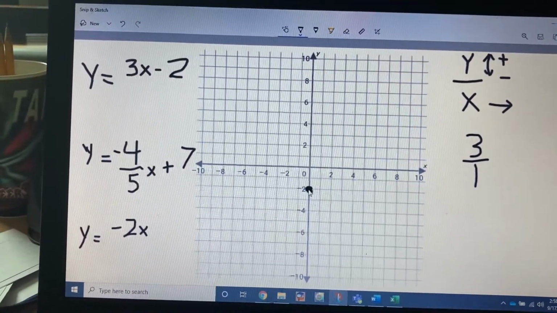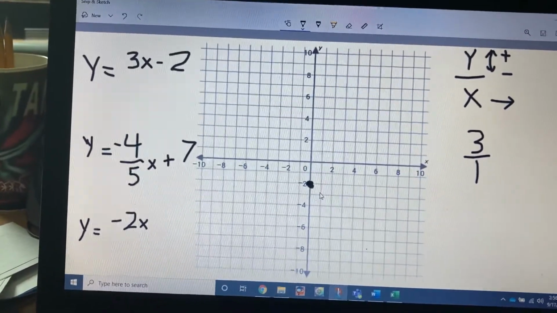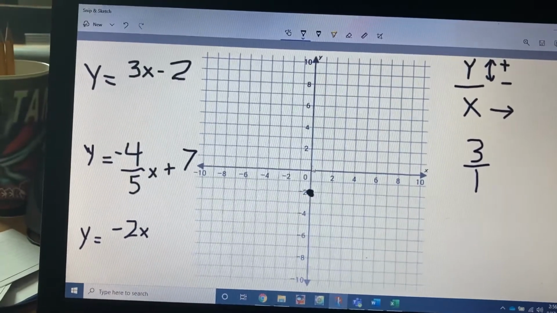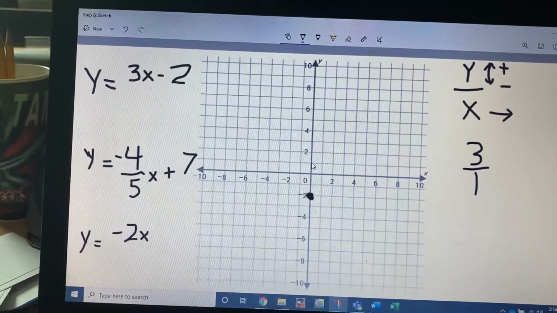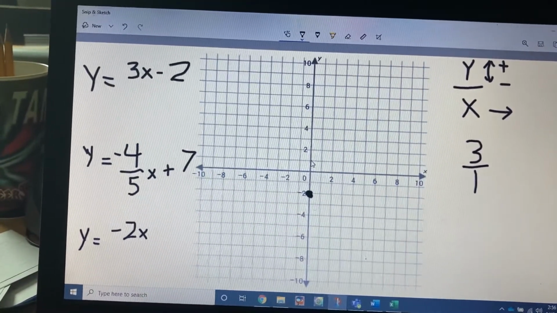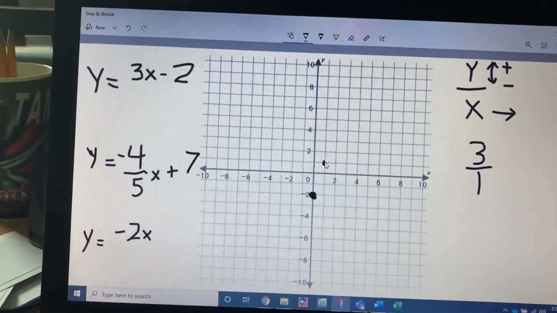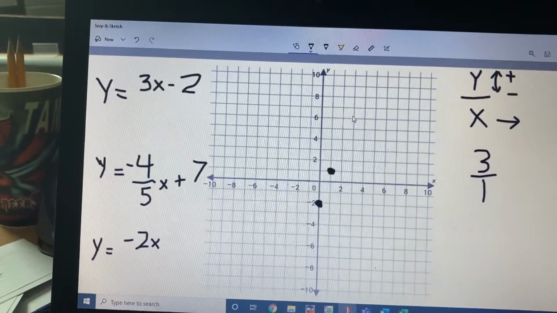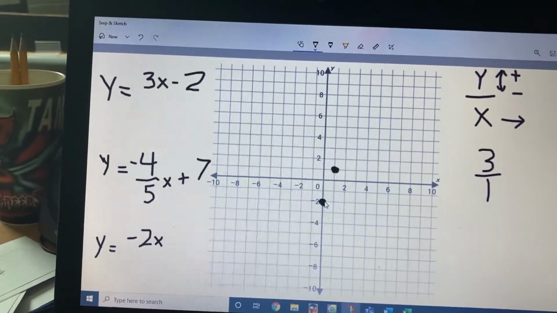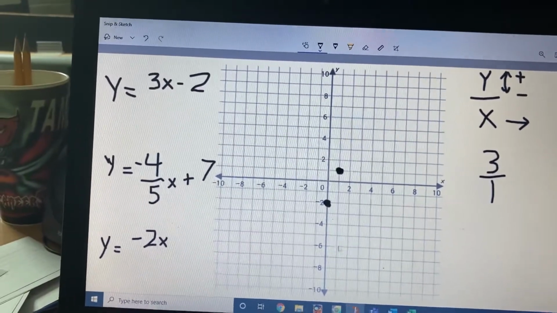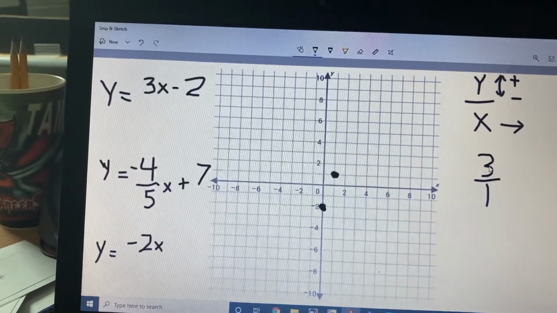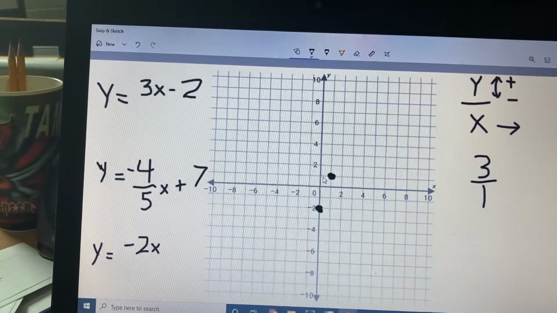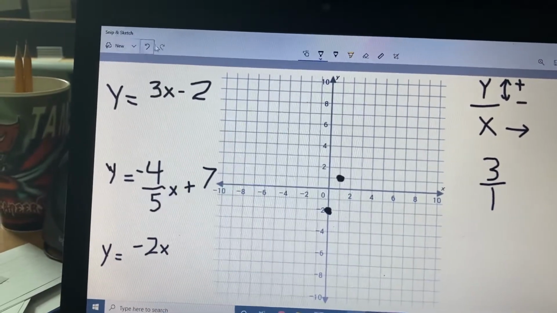So I'm here at -2, and I can simply count because our graph is counting by 1, so I can count by 1s as well. 1, 2, 3, up 3. But the bottom number tells us to go to the right 1, so we go to the right 1. We put a dot, and then IXL will create a line for you. So you're just placing your two dots. Y-intercept on the y-axis. Top number tells you how much to go up. Bottom number tells you how much to go to the right.